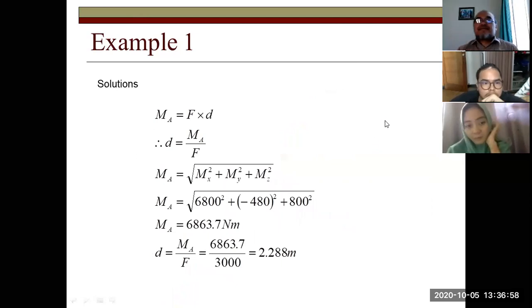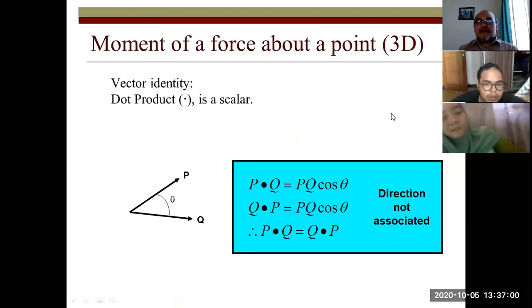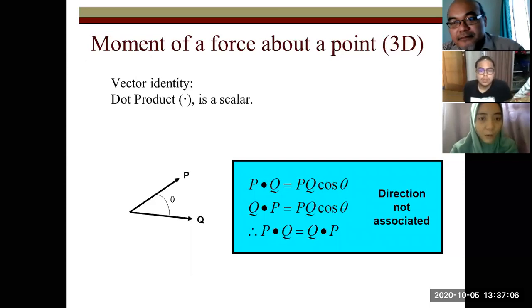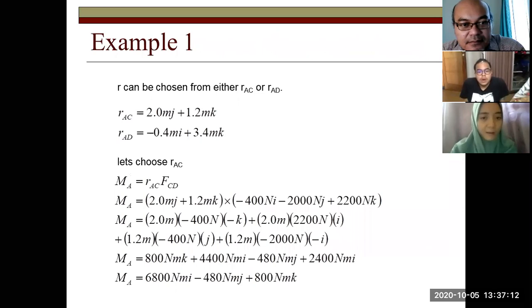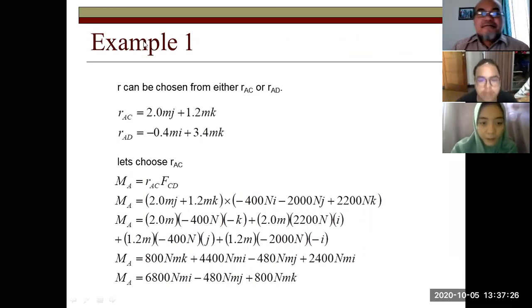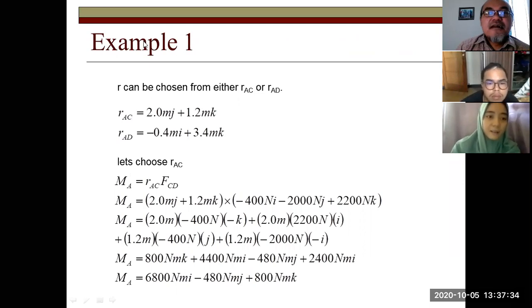Clear so far? I have a question, Pak. Yes. For the RAC component, why does it have 1.2 mk? Why is it plus? I mean, why does it not become minus? Which one? Can you pinpoint? Can you annotate? RAC, Pak. RAC. You can annotate using your mouse.